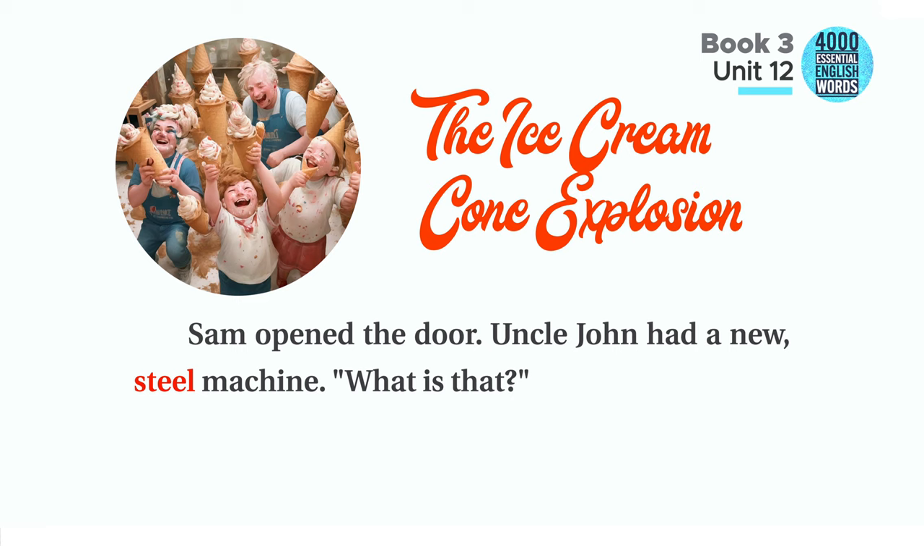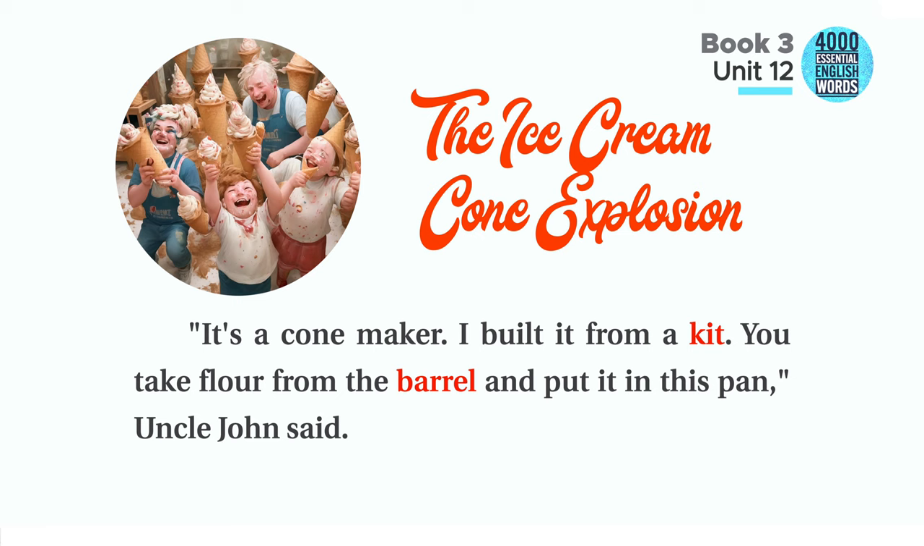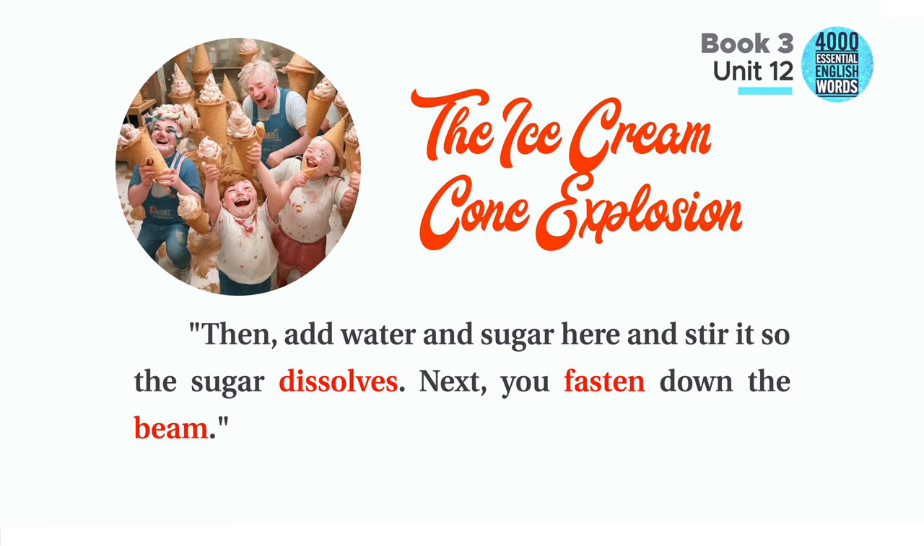"What is that?" "It's a cone maker. I built it from a kit. You take flour from the barrel and put it in this pan," Uncle John said. "Then add water and sugar here and stir it so the sugar dissolves. Next, you fasten down the beam."